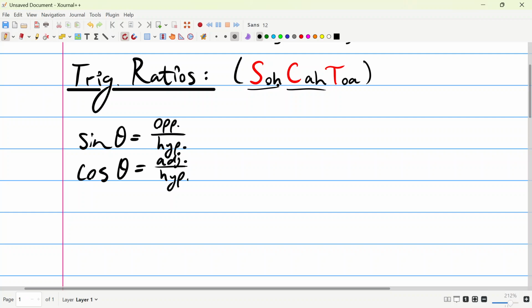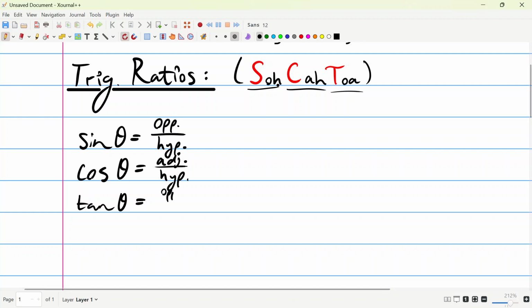Okay? And then the last one is TOA, which is tan. So it's tangent theta is equal to OA, which is opposite over adjacent. So it's going to be the opposite side divided by the adjacent side for the angle theta. Remember, we're dealing with the relationship with theta. And obviously the trig ratios are there. So you need to just remember that.